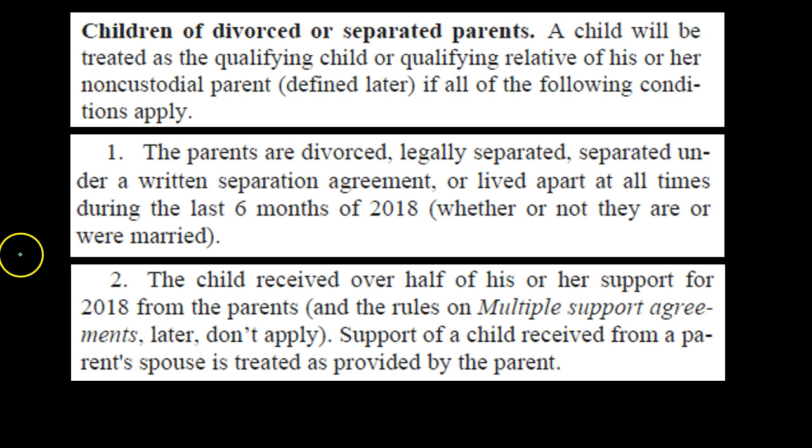Number 2, back to the text. The child received over half his or her support for 2018, the taxable year, from the parents, and the rules on multiple support agreement later don't apply. Support of a child received from a parent's spouse is treated as provided by the parent.